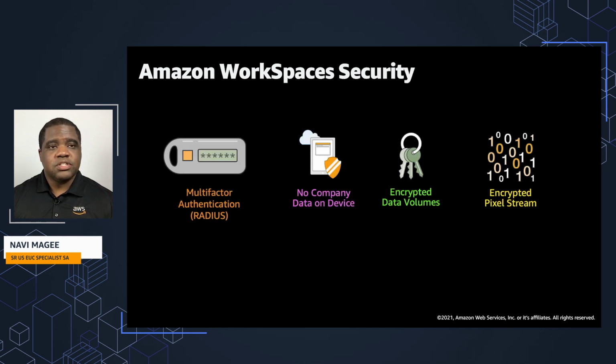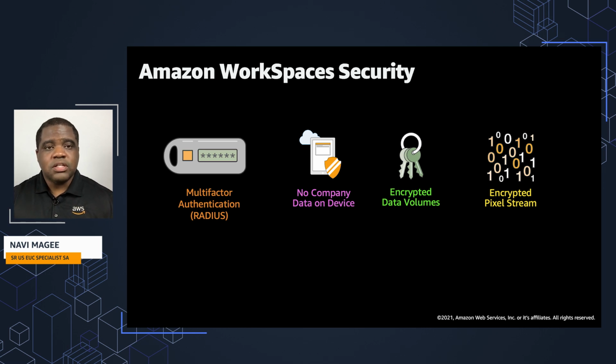Now, when we look at the security of Amazon Workspaces, there are a couple of key things to keep in mind. First is the ability to use MFA, and that's available for any RADIUS compatible solution. The next one is there's no company data on the device. Again, everything is centralized on the Amazon Workspace.